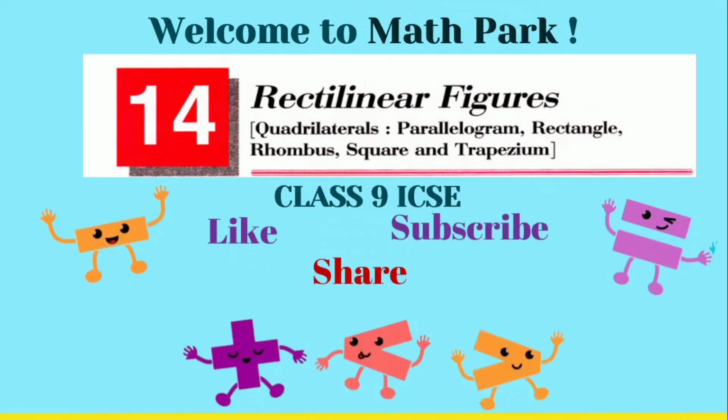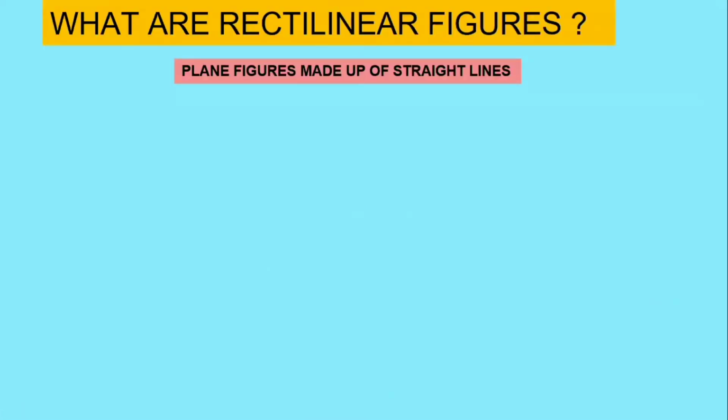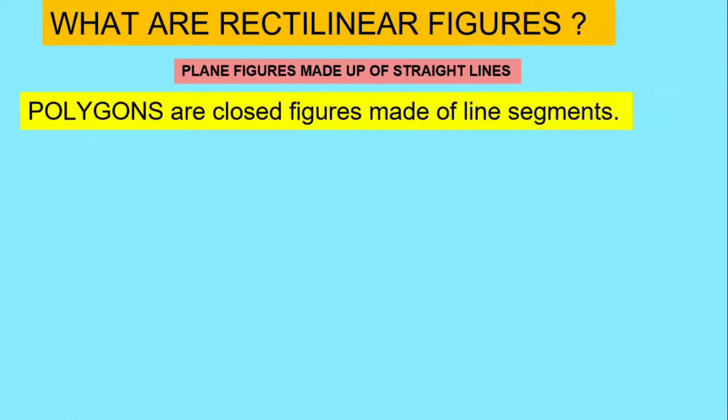Now, what are rectilinear figures? The plane figures made up of straight lines are called rectilinear figures. A polygon is a closed figure made up of line segments. Straight lines, that is why it is called rectilinear, in a line. I have also discussed this concept in the video on interior and exterior angles of a polygon. I'll be putting the link in the description of this video.